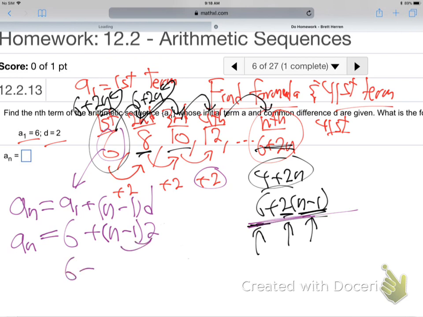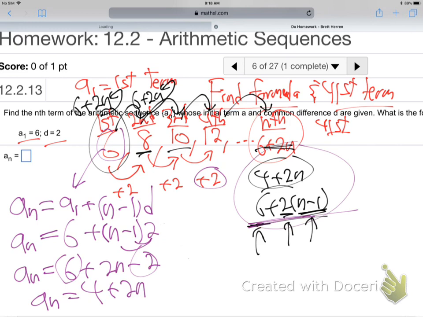Distribute. 6 plus 2n minus 2. And there it is. 6 minus 2 is 4 plus 2n. So you're both right. And there it is. 4 plus 2n. Oh, and now we can find the 41st term. Now we can do the CD thing. We can jump right to the 41st term, can't we?